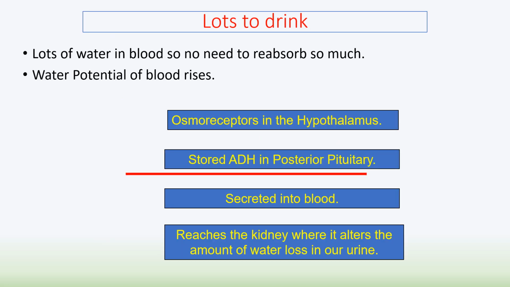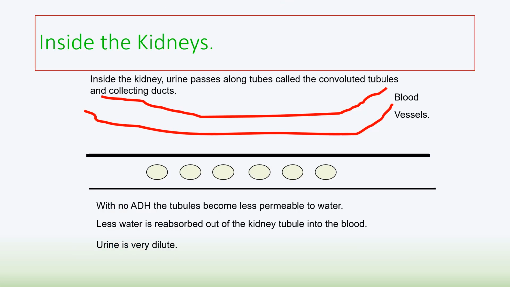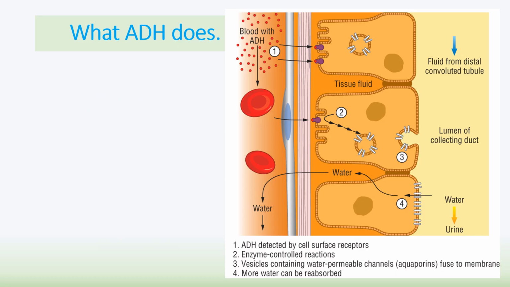When you have lots to drink, the osmoreceptors prevent the release of ADH. It's no longer secreted into the blood, and it doesn't cause water to be reabsorbed from the kidneys into the blood. So a lack of ADH means the aquaporins do not move to the cell surface membrane and do not trigger the vesicles to move into the membrane. So on days like this, you can see no ADH, the tubules have less water going back into the blood, and therefore less water is reabsorbed and the urine has higher volume and is very dilute. So this shows you how it works in a bit more detail.